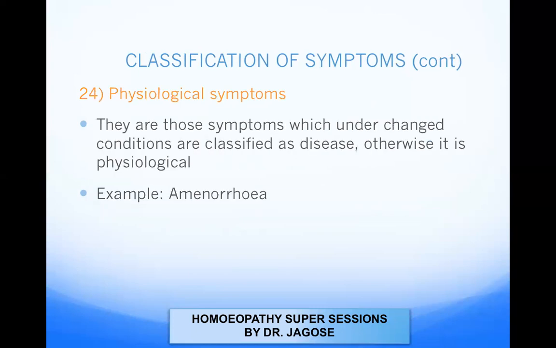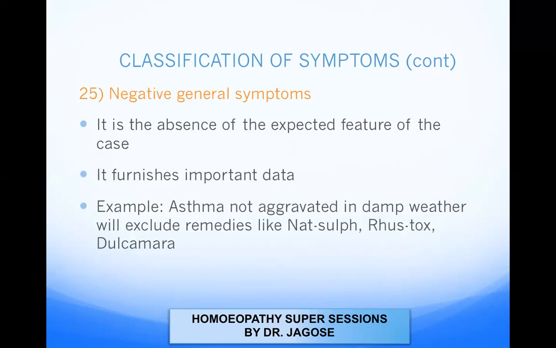Physiological symptoms are those symptoms which under changed conditions are classified as disease, otherwise they are physiological. Example, amenorrhea. Negative general symptom is the absence of an expected feature of the case. So in a case, whatever feature is absent, which you may expect in the case, is known as a negative general symptom.